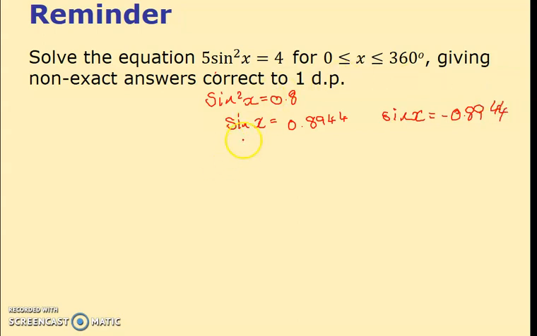Quite easy to forget that. So when I move that over, I get x equals the inverse sine of that answer, which is, you wouldn't have known, 63.4. I certainly didn't. And this one is the inverse sine of minus 0.8944, which you won't be surprised to learn is minus 63.4. Now, look, we've got to get the second answer. 180 minus that. 180 minus 63.4 is 116.6.